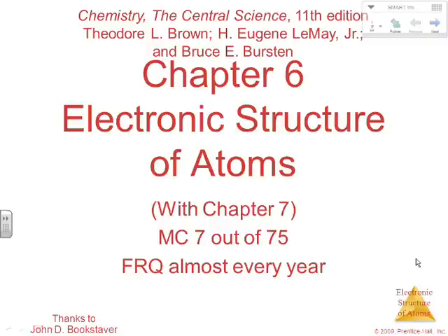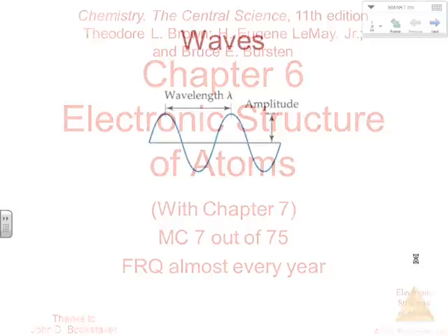If you take a look at the ideas represented in these three chapters, 6, 7, and part of 21, on a typical AP test about 7 of the 75 questions will be represented by these ideas. And on the FRQ section, typically every single year you're going to get a question related to some of the material in these three chapters. So we're combining all the chapters relevant to understanding the atom into one general test. And today we're just going to be looking at the first three sections of Chapter 6.